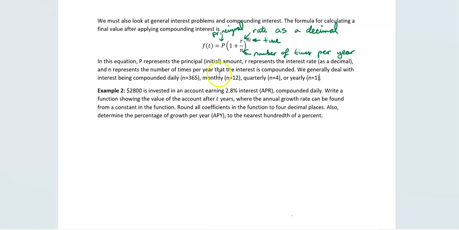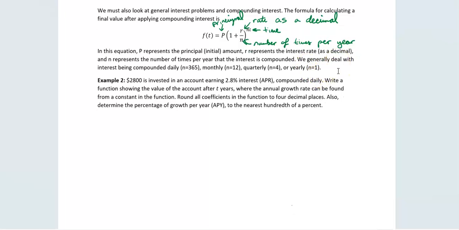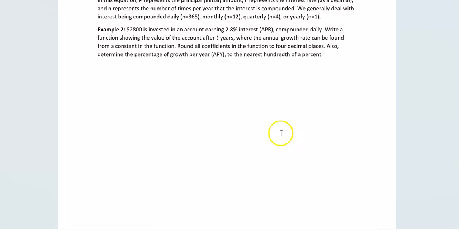N is the number of times per year. If it says daily, it's 365 times. If it's monthly, it's 12 times. If it's quarterly, it's 4 times. And if it's yearly or annually, it's 1 time. So you just have to make sure you're reading the problem appropriately.